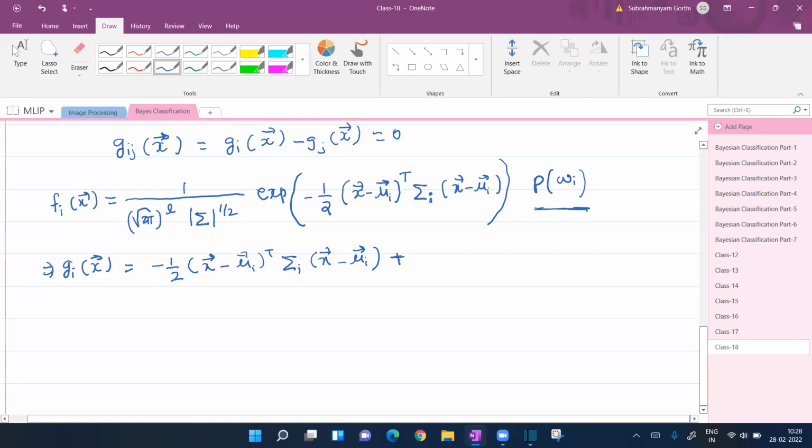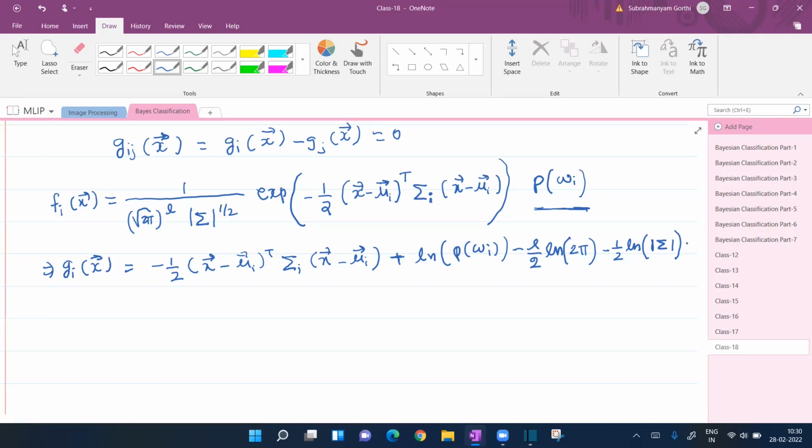What do I get? ln of P of omega i. Right. Correct. Please be interactive, so that you find it more engaging, as well as me. Right. Then what? Minus L by 2 into natural logarithm of 2 pi. And then again minus 1 by 2 into natural logarithm of the determinant of the covariance matrix. That is an important thing. Otherwise, it will not be a scalar also. Right. Okay. Hope you are clear till here.